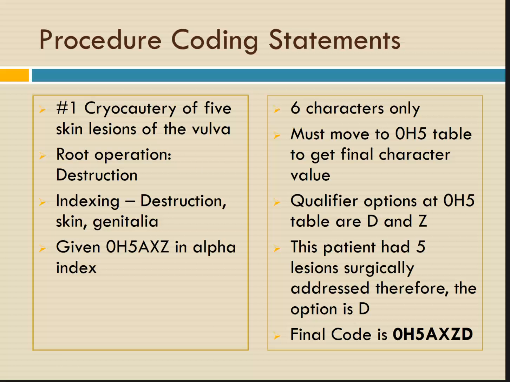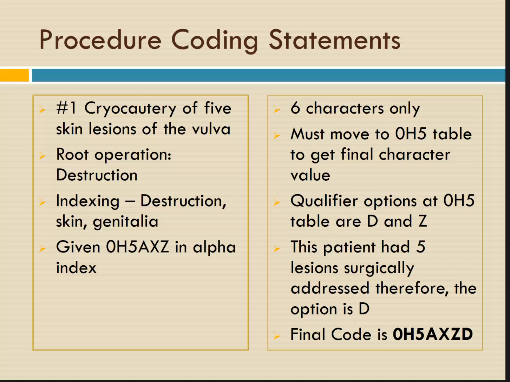You're given 0H5AXZ in the alpha index. However, we know based on our knowledge now of ICD-10-PCS that this is 6 characters, and we need 7 characters for a complete ICD-10-PCS code. So we have to go to the 0H5 table. When we do that, we verify all of our other character values, and then we get to the last character value, which is qualifier. And we find that in this particular table, as noted in the chapter, we have options. We have 2 selections or possibilities. We have D as a qualifier value or Z.